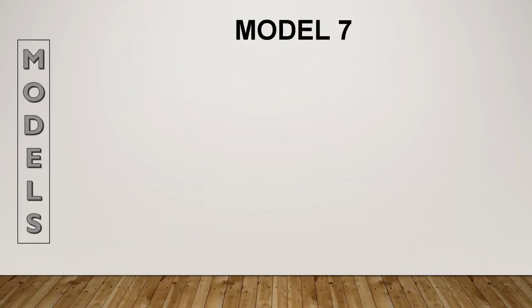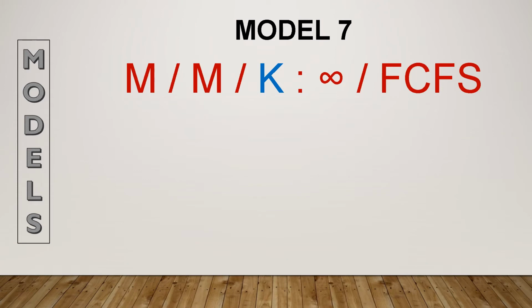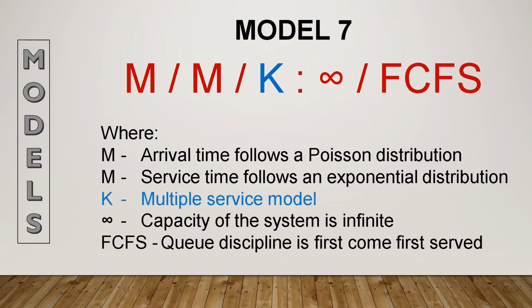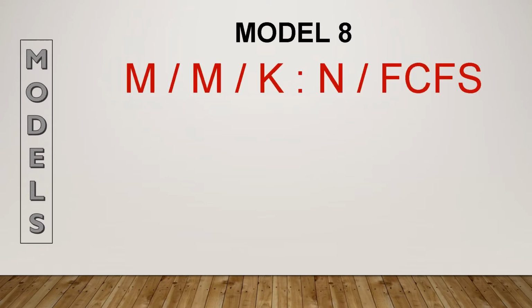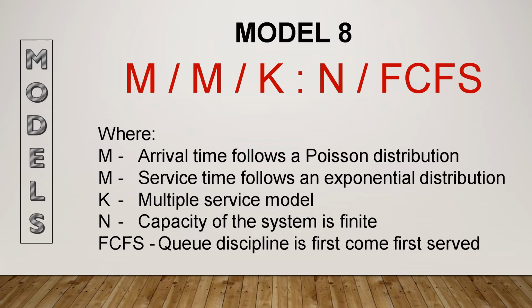Next, the seventh model. Now, as you can see, it is the service model that differs from the previous models 1 to 6. In this model, the service model is multiple, whereas in models 1 to 6 the service model is single. Then, lastly, the eighth model. Here in the eighth model, the service model is multiple, but the capacity of the system is finite.